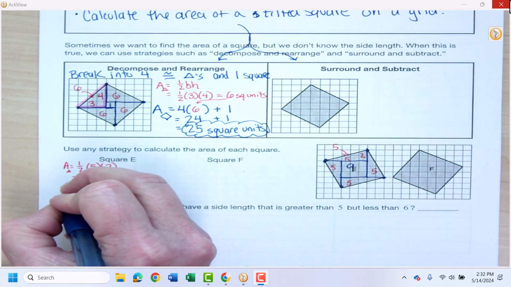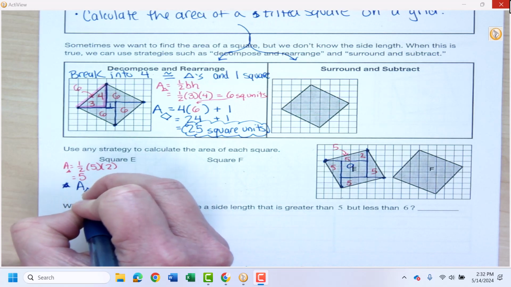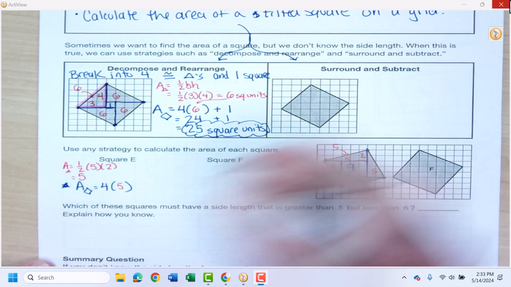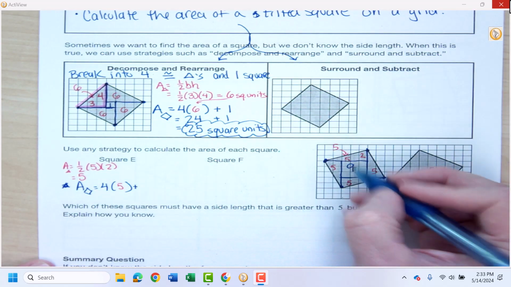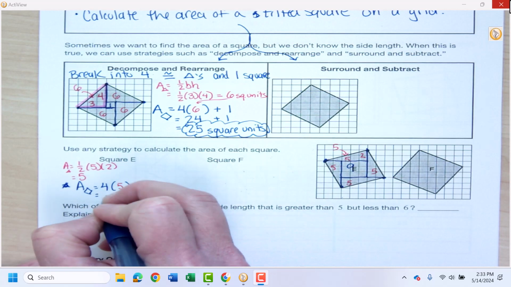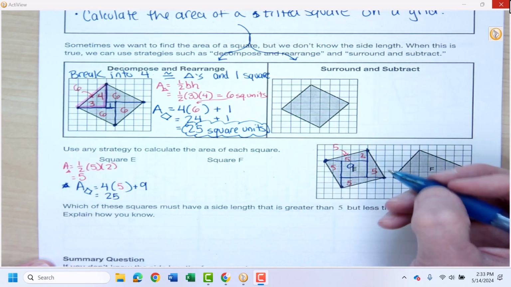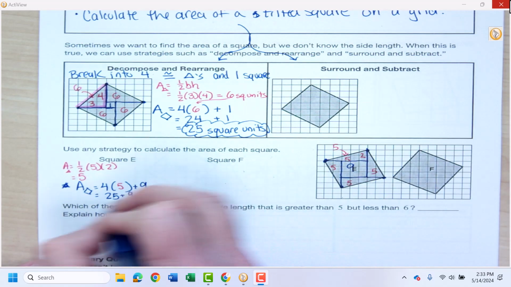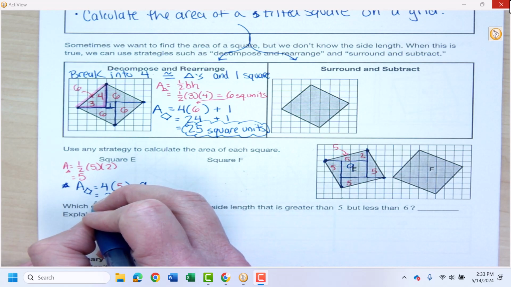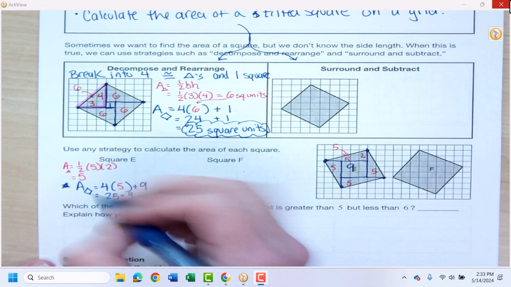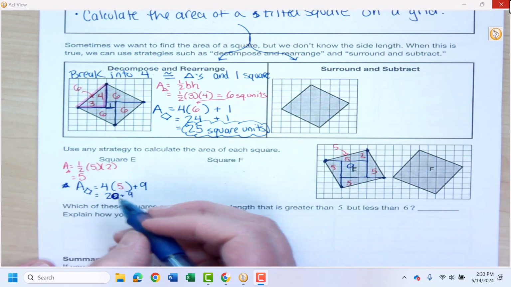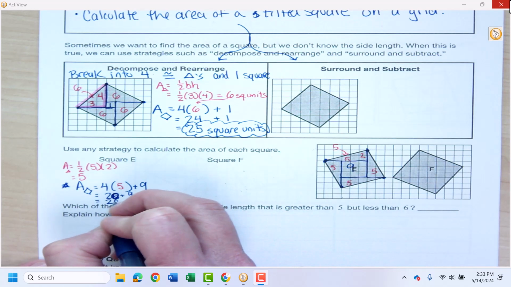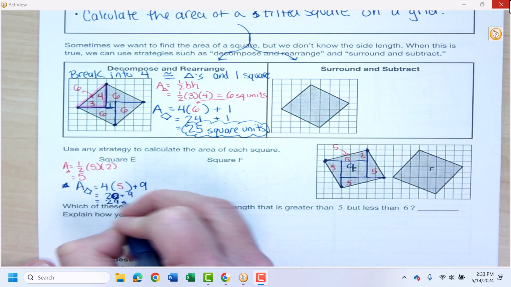So the area of that tilted square is going to be 4 times the area of one of those triangles, because there's 4 triangles, plus that square in the middle. So 25, oops, I feel like I didn't do that right. 25 plus 9. I'm an idiot. Sorry. I knew there was something wrong. It's not 25. 4 times 5 is 20. Your math teacher knows how to multiply. So it's 29 square units.